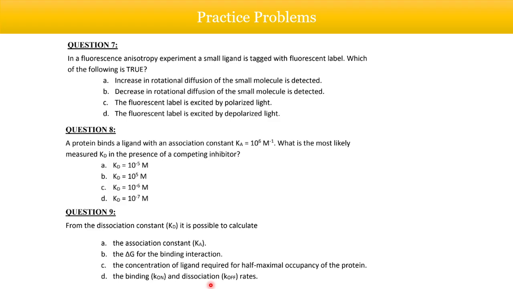What does a competing inhibitor actually do? It competes with your ligand. That means it will weaken the binding, because sometimes it goes and binds, it will not allow your ligand to go and sit over there, thereby the binding of your ligand with the protein will decrease. When the Ka value decreases, it means the Kd value increases. So the only one where you can see that the Kd value is more than 10 to the power minus 6 molar is 10 to the power minus 5 molar. So option A is correct over here.